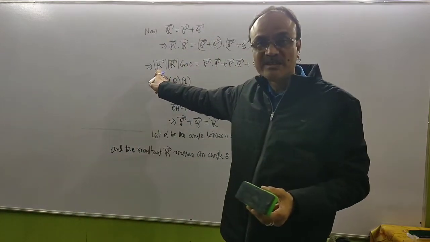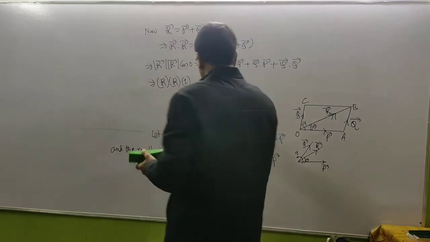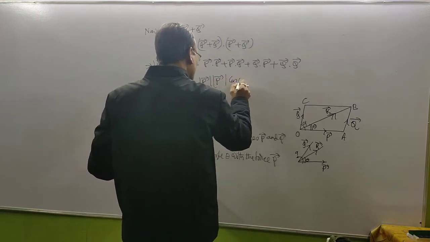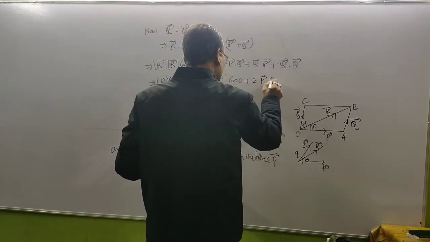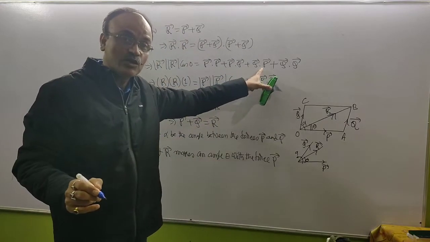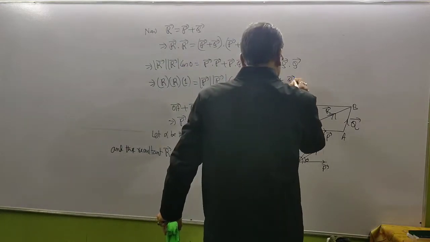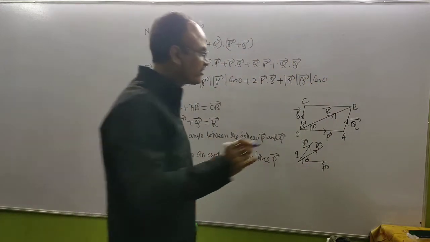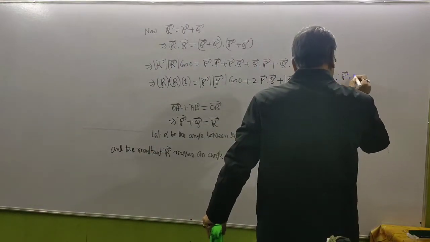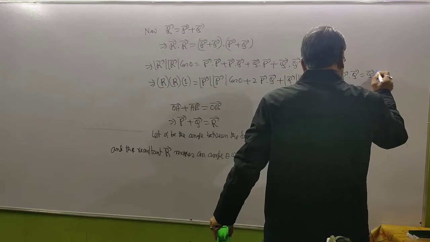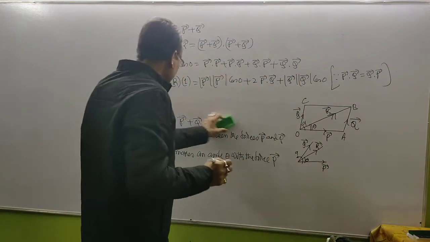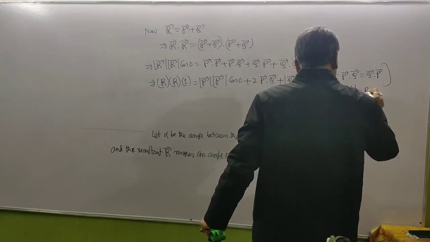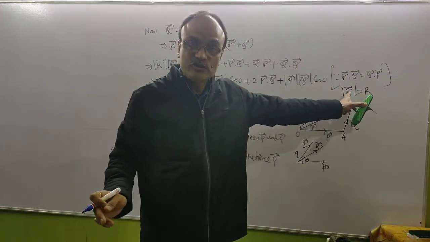The magnitude of the resultant is R. This is equal to P squared cos 0 plus 2 times P vector dot Q vector, since the dot product is commutative, since P vector dot Q vector equal to Q vector dot P vector. Therefore you may write like this. Also, R vector modulus equal to R, the magnitude of the resultant is R.